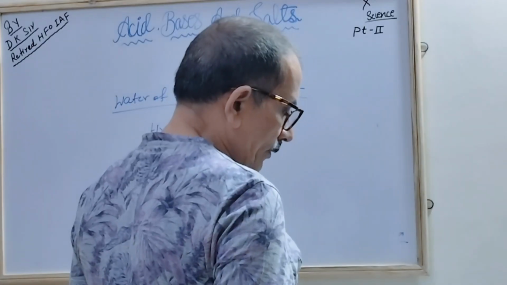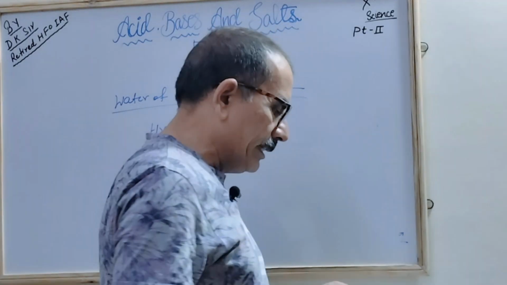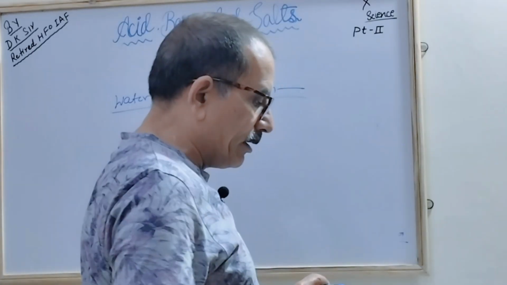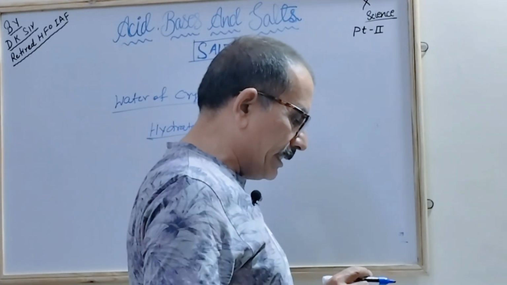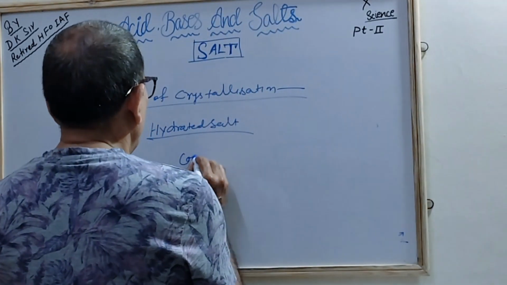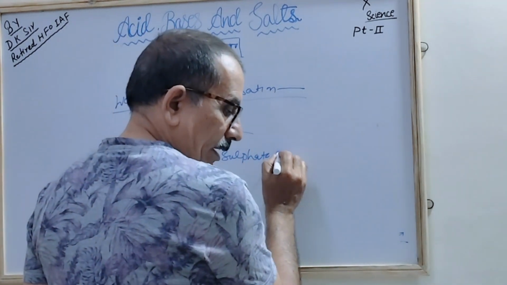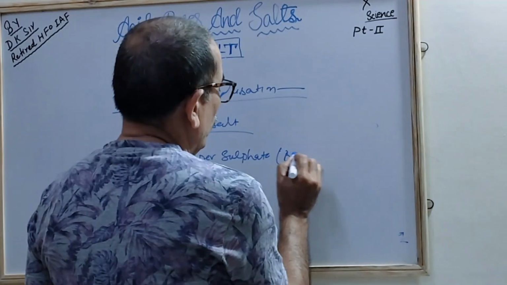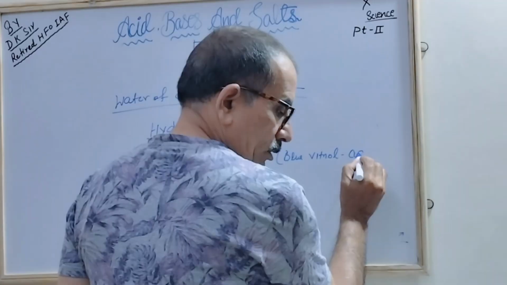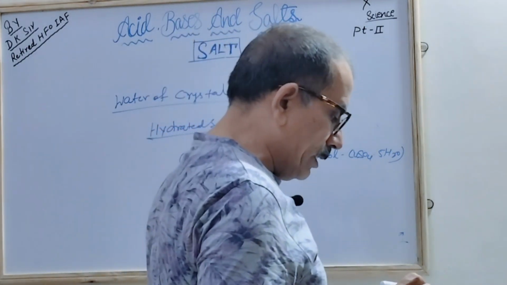Water of crystallization is the fixed number of water molecules present in one formula unit of the salt. Five water molecules are present in one formula unit of copper sulfate. In copper sulfate, what do we find? It is blue, which we call blue vitriol. In that you will find CuSO4 and 5H2O. That is the crystal. The 5 units are there.